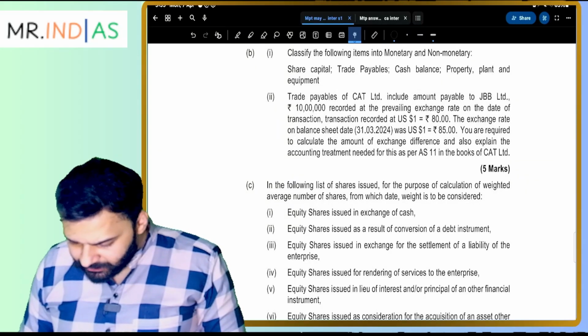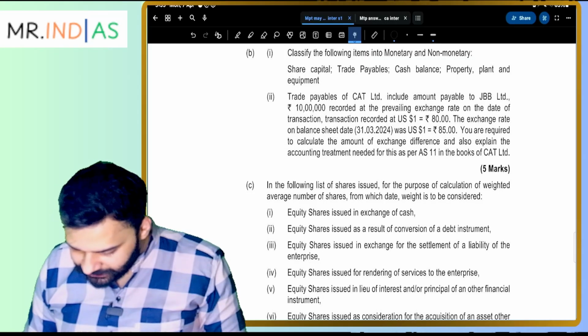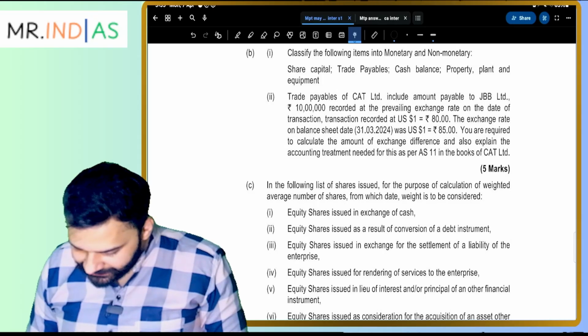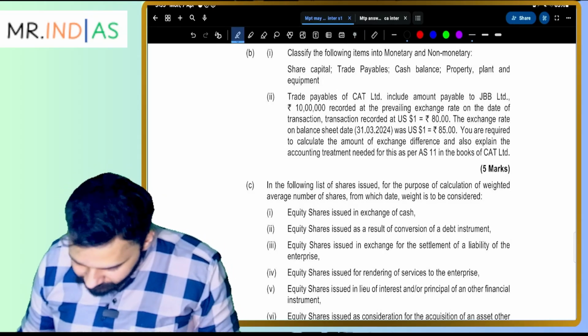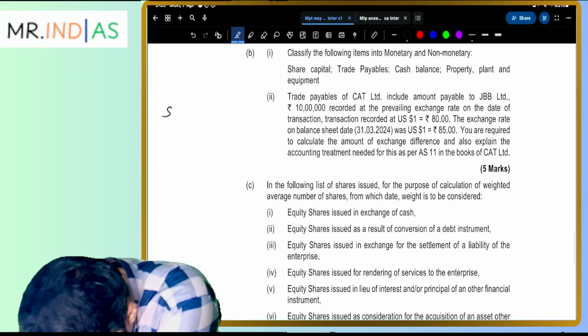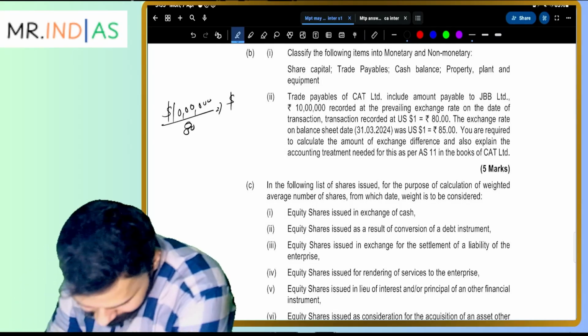Another question: trade payable of CAT includes amount payable to JBB for rupees 10 lakh, at a prevailing exchange rate on the date of transaction, which is 80. The exchange rate on the balance sheet date is 85. You need to calculate the amount of exchange difference.